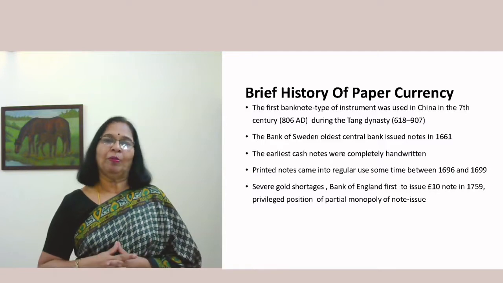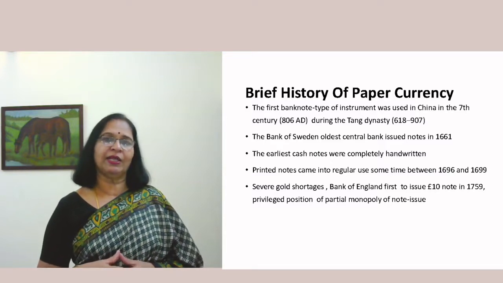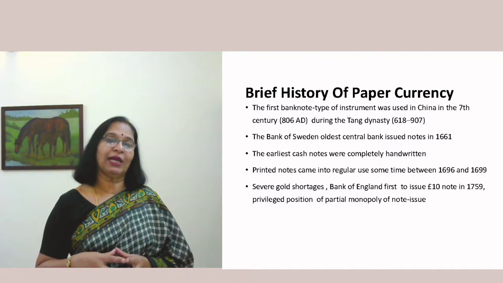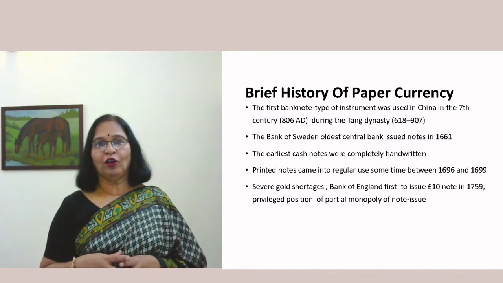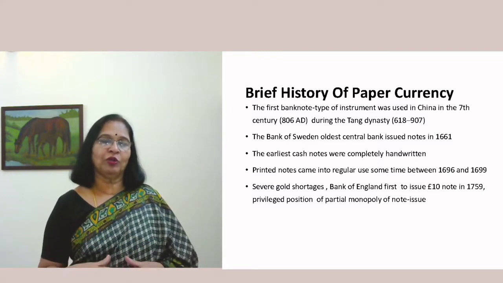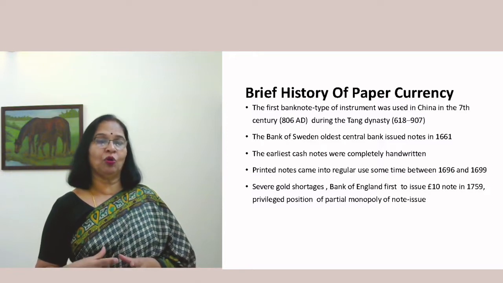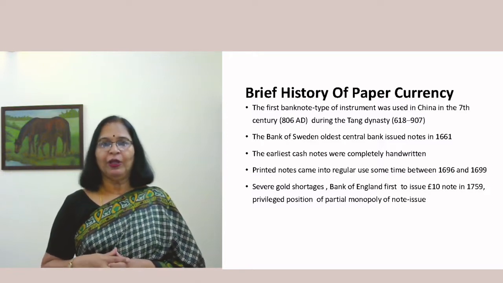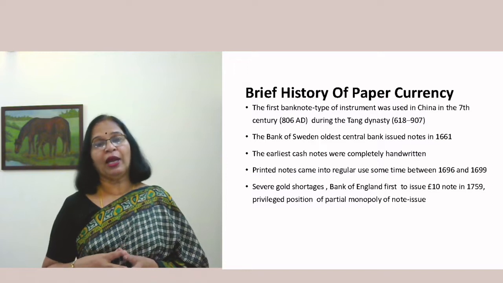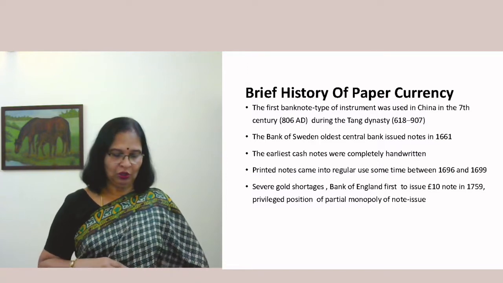Even today, the pound circulates as a currency. This was also a time when there were severe shortages of gold to give gold exchange or gold representative paper money. The Bank of England also had the partial monopoly of note issue in those days.